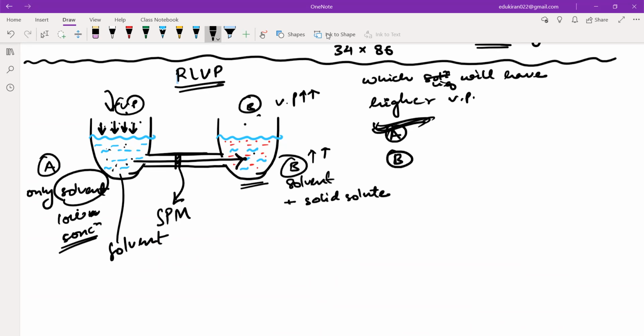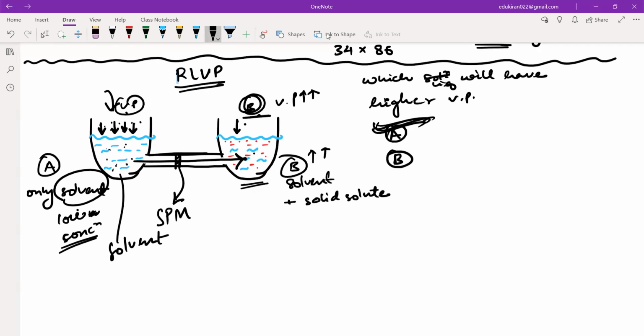Now, please listen very carefully. If I apply a very appropriate pressure on the B compartment, where am I applying the pressure? The B compartment. Now I apply such a pressure that this pressure and the vapor pressure which was present at B both add up and become equal to the vapor pressure of A. That means I have equalized the pressure in the B compartment and the A compartment by adding some external pressure. Is that clear?